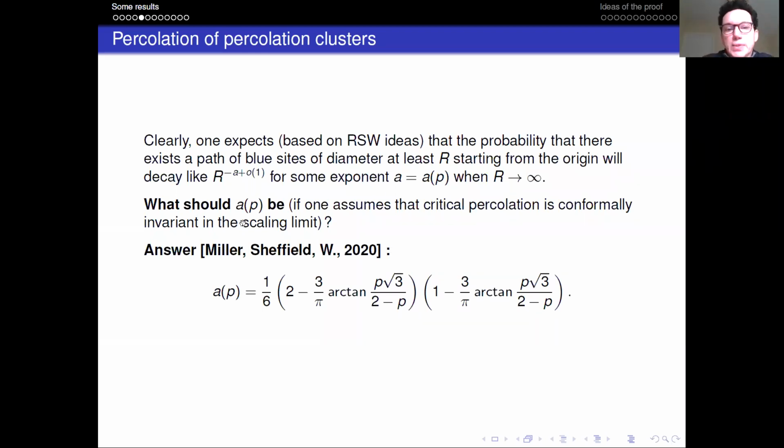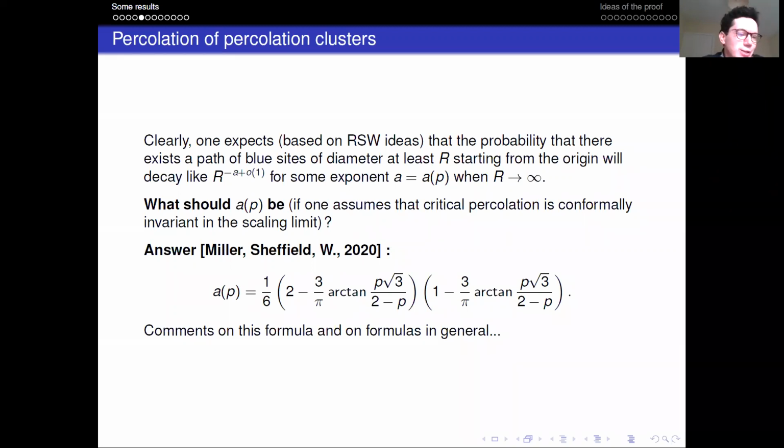And here's the answer. If you assume that critical percolation is conformally invariant in the scaling limit, we have the explicit expression for this exponent. And of course, the formula itself, I mean, there are different types of mathematicians and different types of motivations about why to do mathematics. It goes all down to our own personal history, maybe about what we are interested in, mathematics or not. I personally don't care about the explicit formulas.